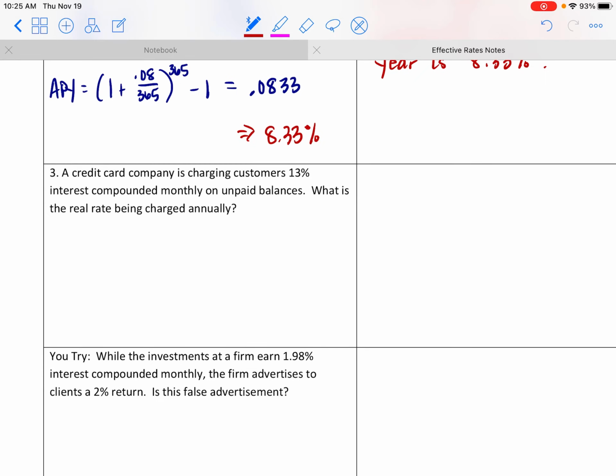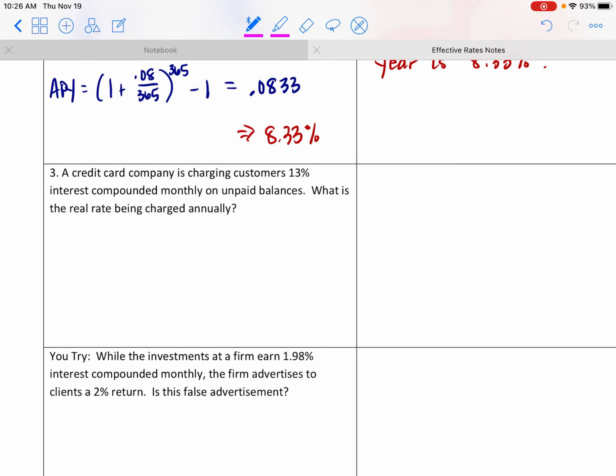All right, so we look at the next one. Again, a little bit of a different wording and a little more context, but it says a credit card company is charging customers 13% interest compounded monthly on unpaid balances. What is the real rate that they are charging annually? So they're telling you they're charging you 13%, but because it's compounded monthly, they're really going to be charging you more than that.